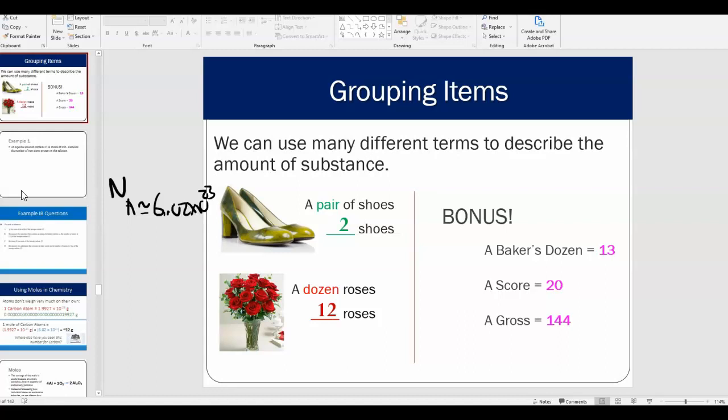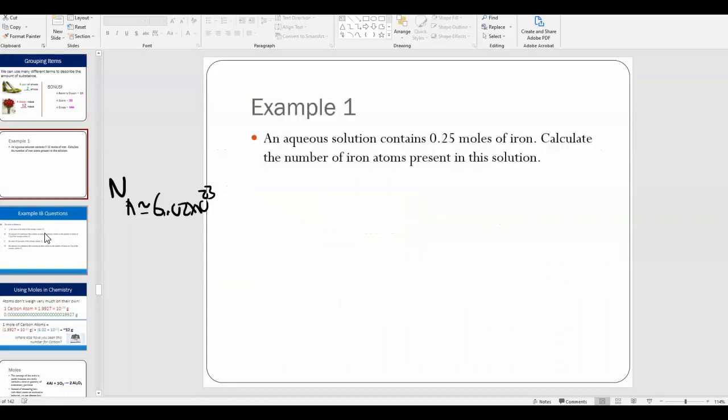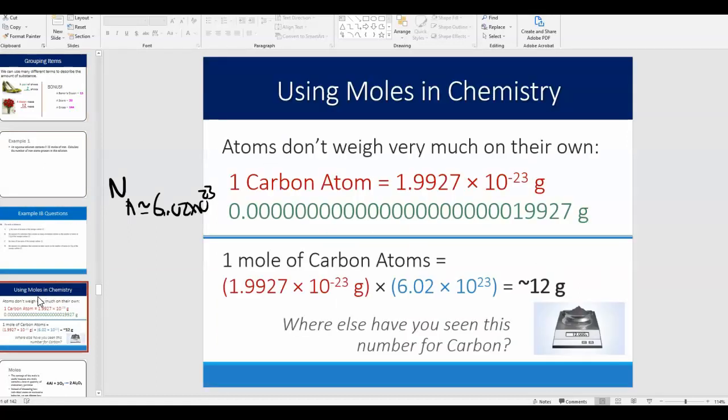We did a basic calculation in example 1. So let's move on to talking about mole calculations. We know that the mass of an atom is very, very small. Here you can see that one carbon atom has a mass of about 1.9927 times 10 to the negative 23 grams, which is a very, very small value. But a mole of carbon atoms, I'm assuming carbon-12 atoms, has a mass approximately equal to 12 grams.